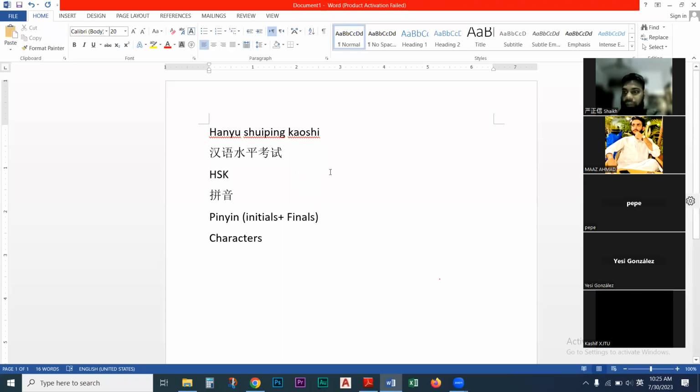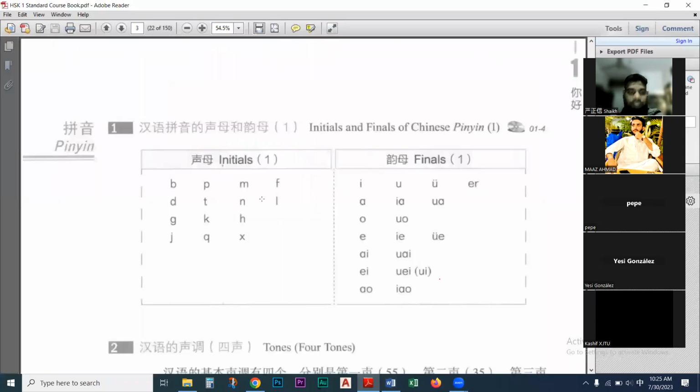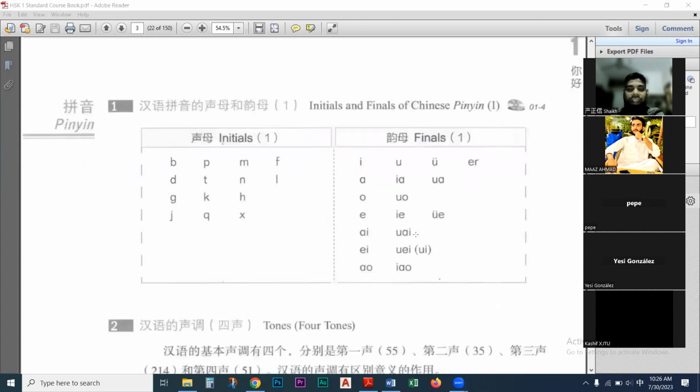So in today's class, we will study some of the initials and some of the finals. These are the initials and these are the finals. You will see that the letters seem the same as we have in English, like B, P, M, F, D, T, N, L, G, K, H, J, Q, X. But in Chinese they have some different sounds. Also you will observe I, U with an umlaut, ER. You can easily read them, but the sound of these initials is very much different from the alphabets in English. They don't have the same pronunciation.